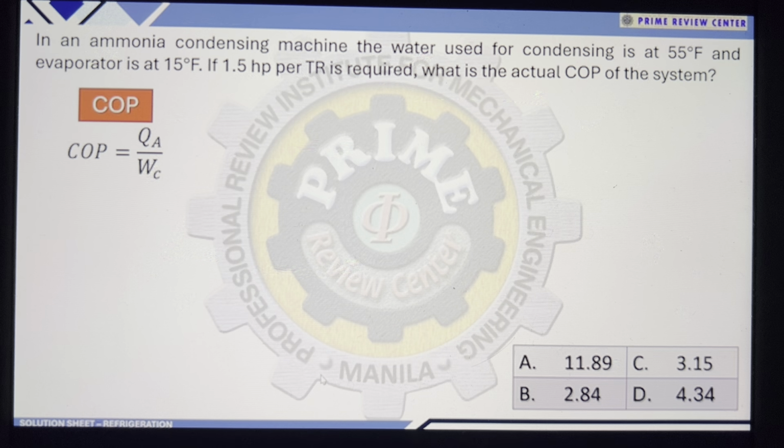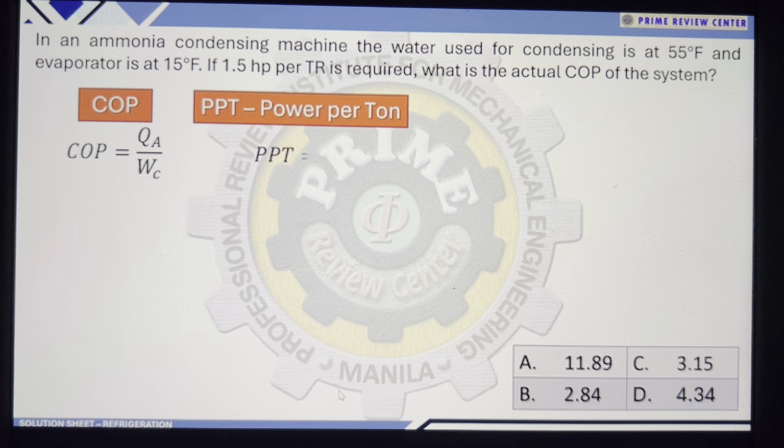and in the problem given din yung natawag na power per ton, then we can relate that power per ton dun sa COP natin. So, paano natin, sir, nalaman na may power per ton? So, may binanggit kasi na 1.5 HP per ton sa refrigeration. So, that is what we call power per ton. And the power per ton is the work of the compressor divided by the QA or yung heat added natin.